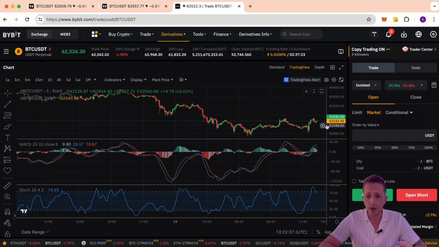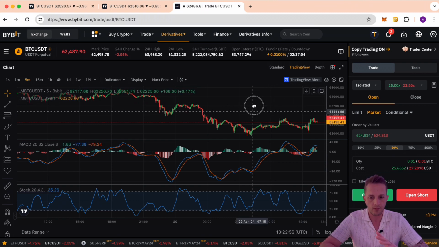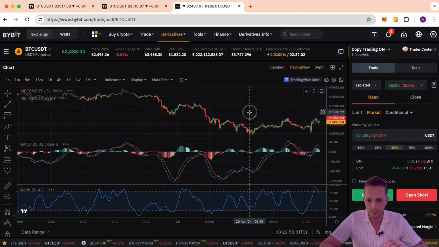So we use the isolated margin, and from here we can decide what amount of your account we can use to enter a trade. I always suggest using 50% and never using a higher leverage than 25x. Okay, so this is a very quick description of how you must enter a trade.